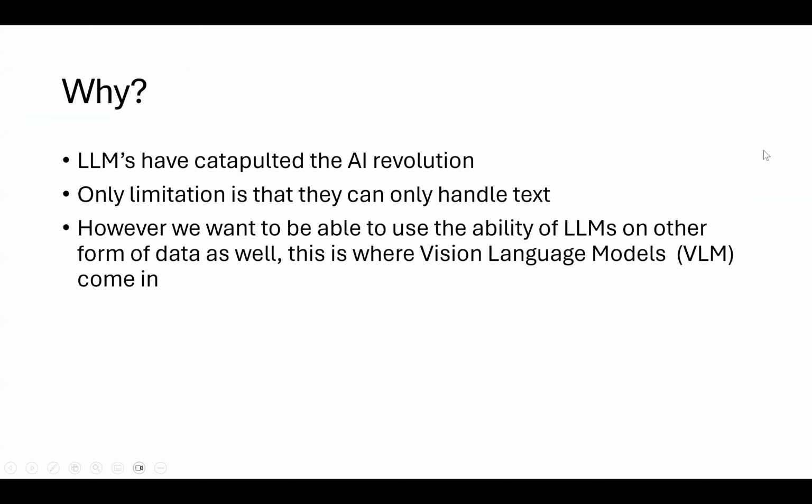Now, why do we need vision language models? Well, LLMs have catapulted the AI revolution. The only limitation is they can only handle text. However, we want them to be able to do more than just that. We want the new machine learning models to leverage the LLM capabilities for other tasks, such as vision, sound, and so on. This is where the vision language model comes in, where they mix both of these things together.